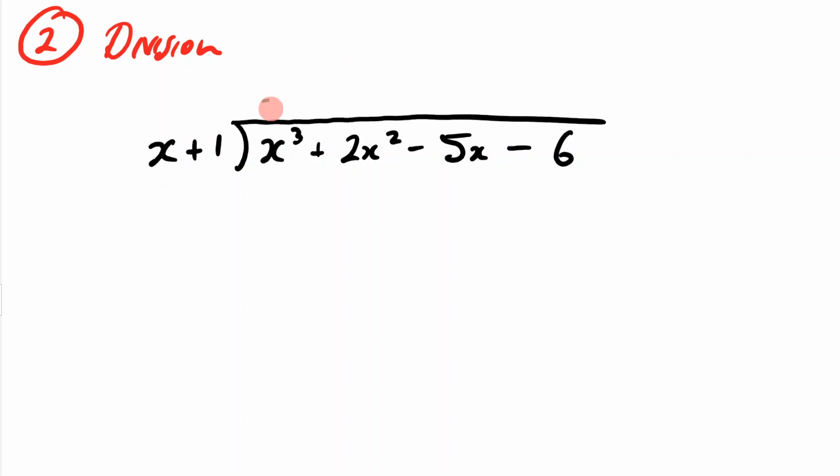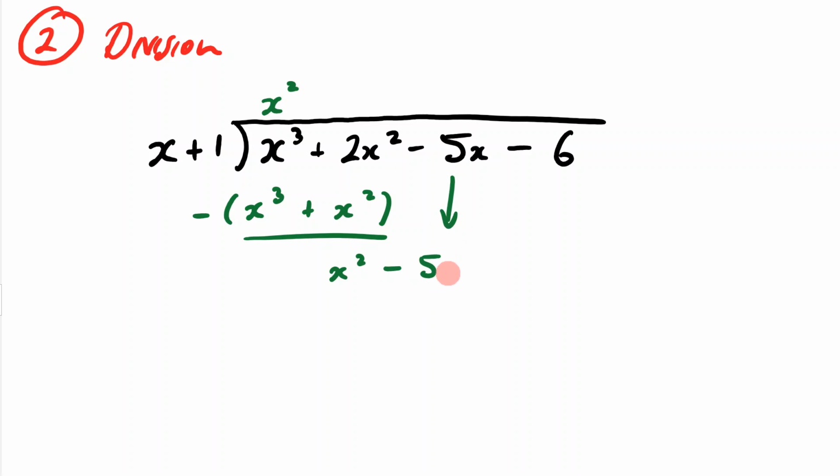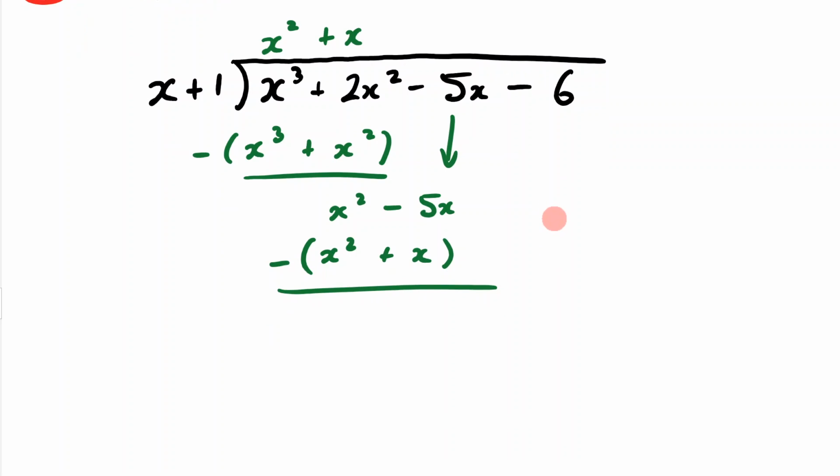X times what is x cubed? X squared. X squared times x is x cubed. X squared times 1 is plus x squared. This is going to be 2x squared minus x squared, which is x squared. I then carry down this minus 5x. X times what is x squared? That's going to be plus x. X times x is x squared. X times 1 is plus x. I then subtract. So therefore, this is going to be negative 5x minus x, which will be negative 6x.